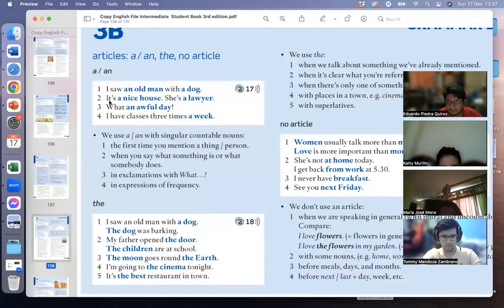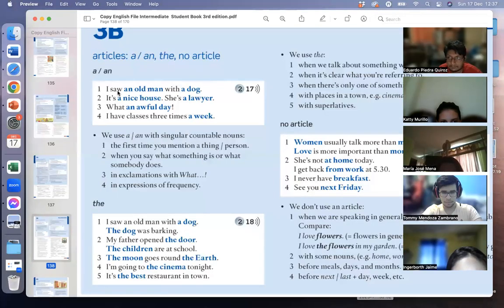Yeah. One. I saw an old man with a dog. No, with a dog, right? Yes, with a dog. A dog. Two. It's a nice house. She's a lawyer. Mm-hmm. Three. What an awful day. Four. I have classes 3 times a week. Very good. Tommy, can you continue reading the rules now?